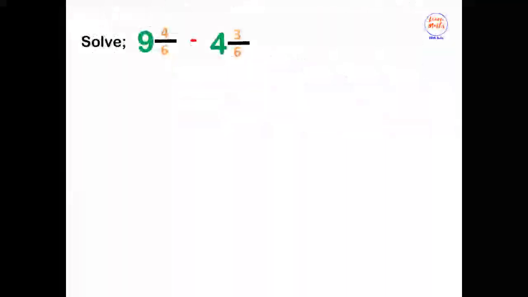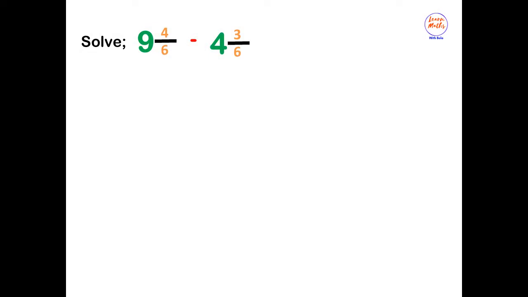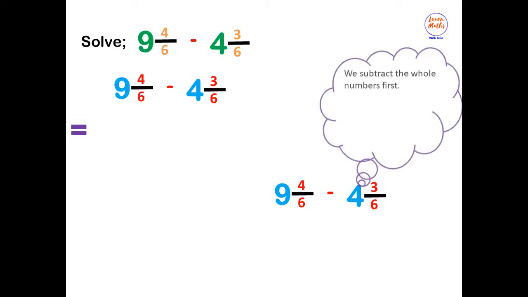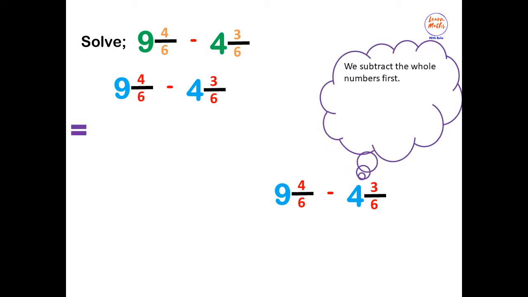9 4/6 minus 4 3/6. So now we've gotten to subtraction. Subtraction will still follow the procedure we did before. The only difference is that we are going to be subtracting the numbers. So we subtract the whole numbers from each other first. 9 minus 4, then we introduce a bracket so that we can subtract the fractions.